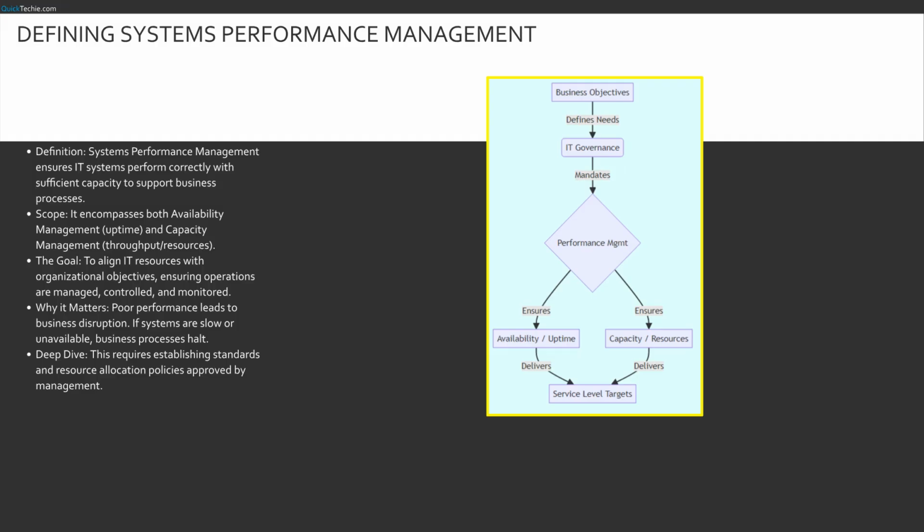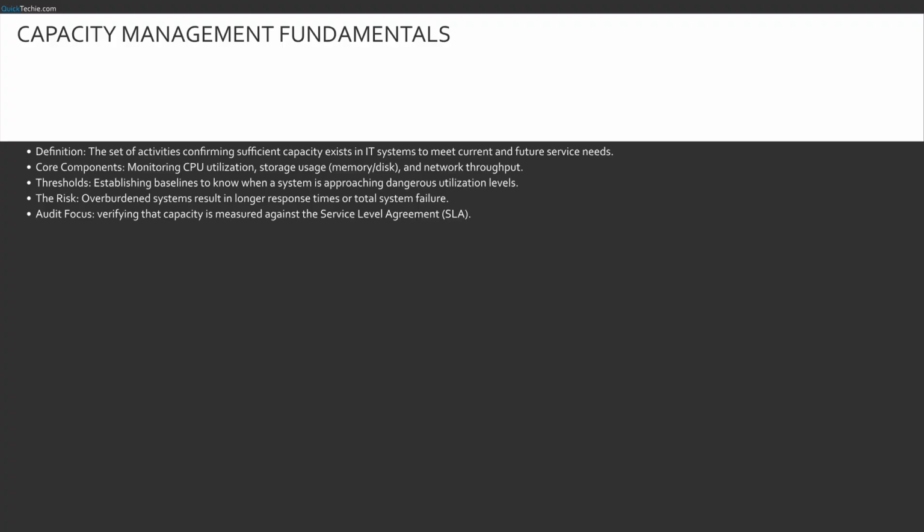Notice how this splits into two streams. Availability, is it on? And capacity, is it big enough? Both streams converge to deliver on service level targets. If either stream fails, the target is missed. Now, let's zoom in on capacity management. This is about physics and math. Do we have enough CPU, RAM, and disk space?